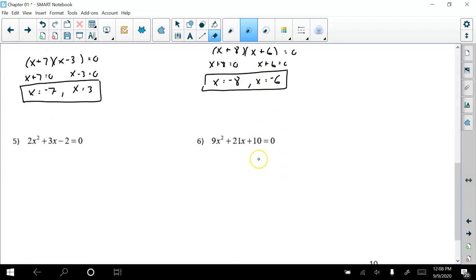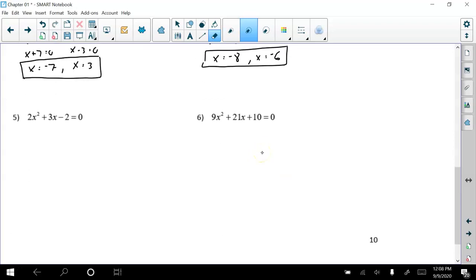Numbers 5 and 6 are the more complicated factoring problems. We talked about these during our factoring review. At the top, multiply the first and last terms, you get a negative 4x squared. The middle term is 3x. So think about what's going to multiply to negative 4 and add to 3. That would be a positive 4 and a negative 1. So we could put 4x here and a negative 1x here.